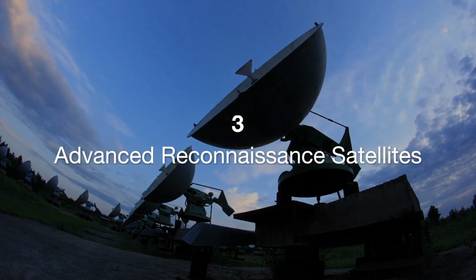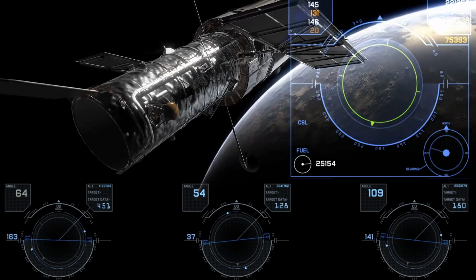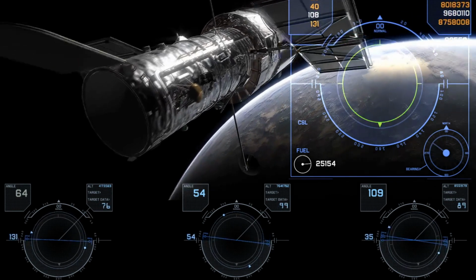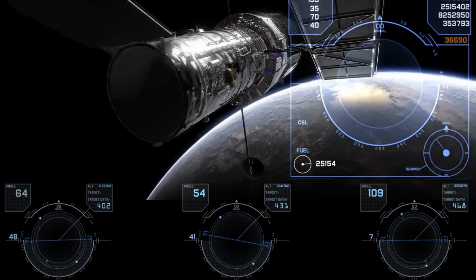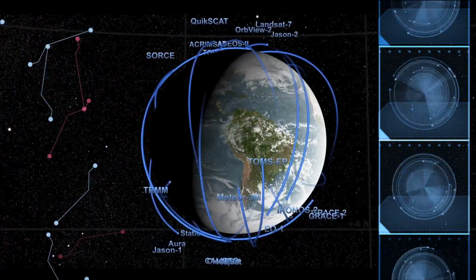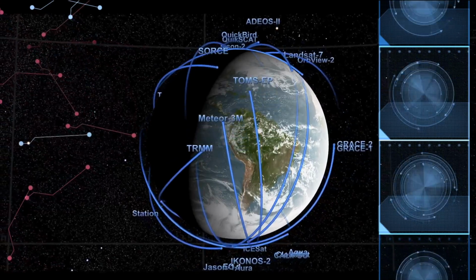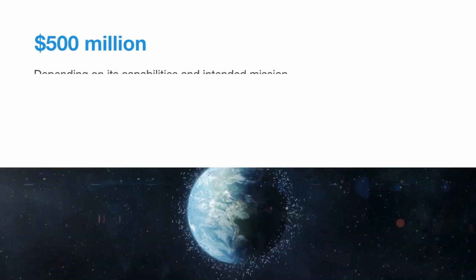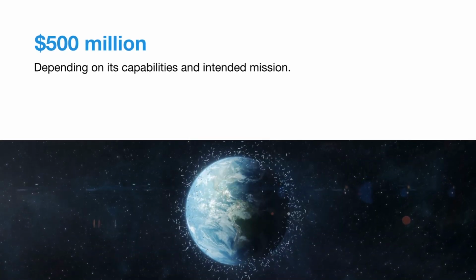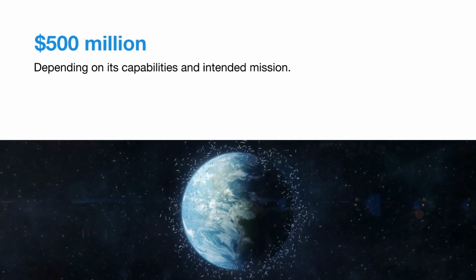3. Advanced reconnaissance satellites. Advanced reconnaissance satellites provide real-time intelligence and surveillance, crucial for modern military operations. The United States, Russia, and China have developed sophisticated satellite systems capable of high-resolution imaging and signal interception. Each satellite can cost upwards of $500 million, depending on its capabilities and intended mission.